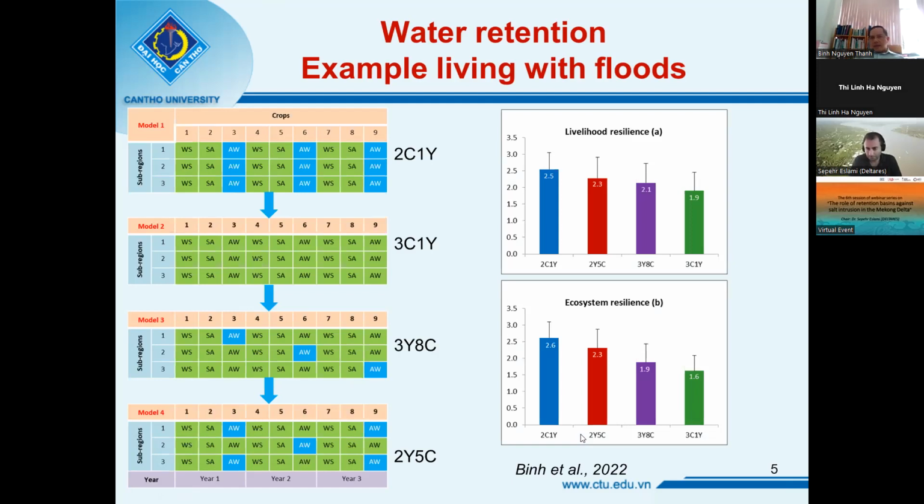And I also did the livelihood resilience analysis between these 4 farming systems, and it clearly shows that the less intensification is more resilient. As you see here, 2 crops compared to 3 crops.